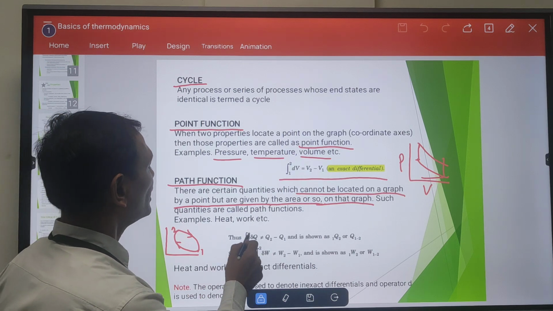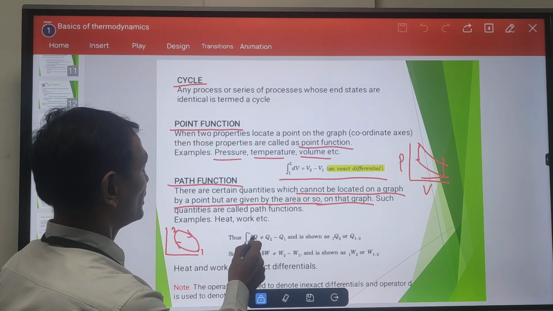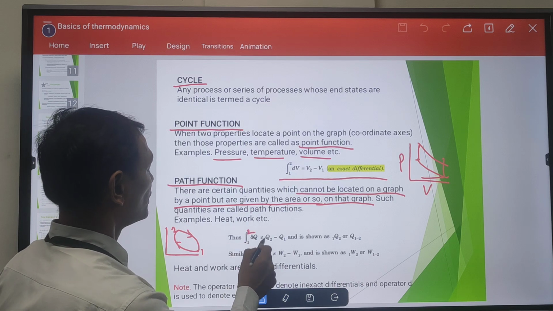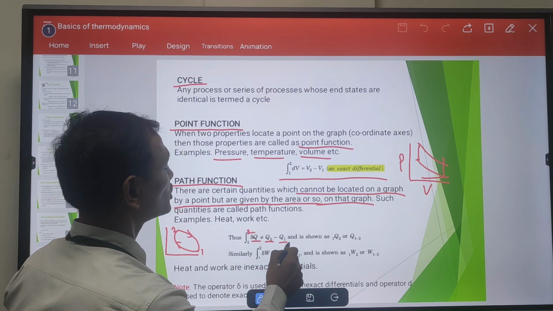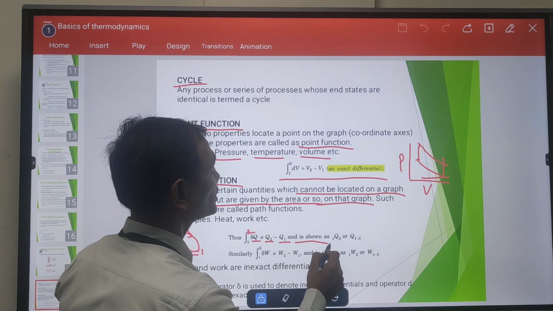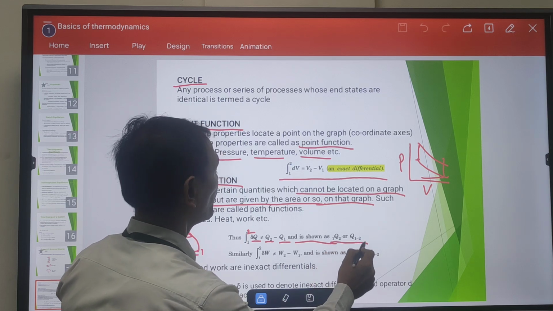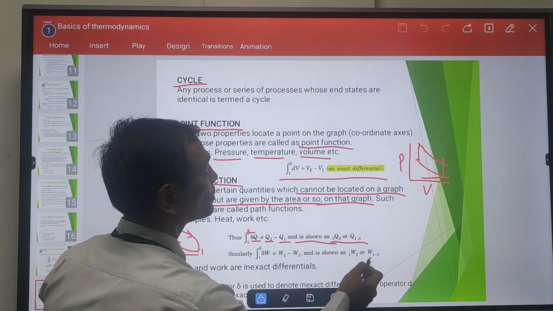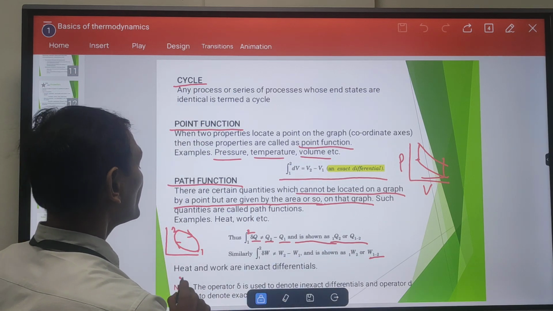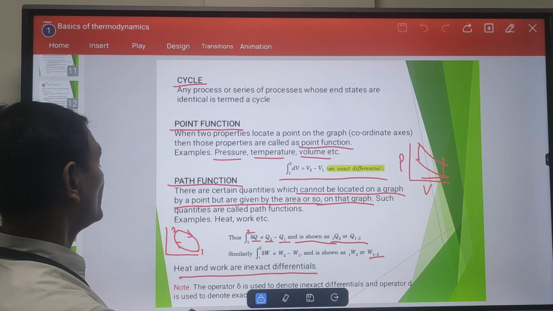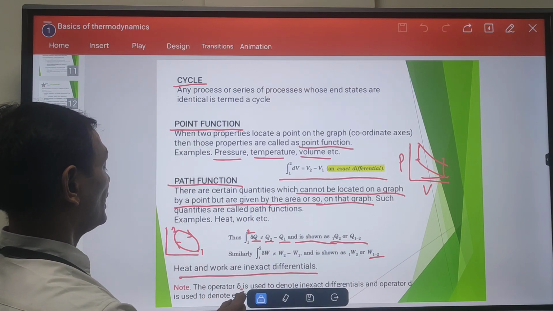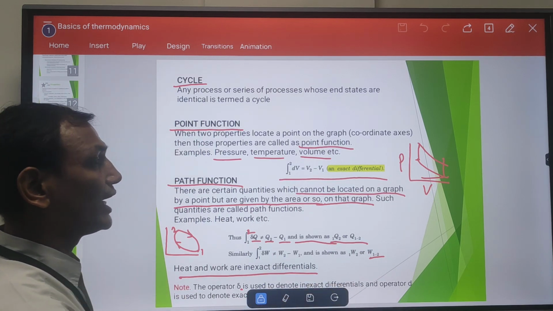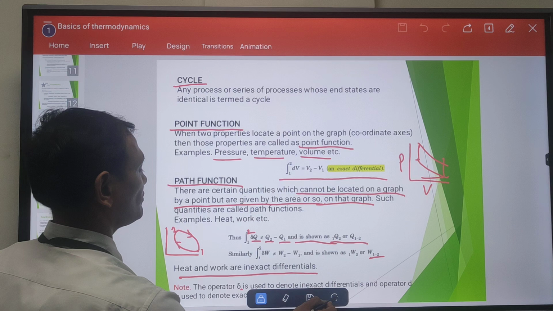And here, the integral of del q from 1 to 2, we can write as q2 minus q1, and it is shown as 1q2 or q1 to 2. Similarly, for work done, W1 to 2. Heat and work are inexact differentials, and here del is used to denote the inexact differential and d is used to denote the exact differential.